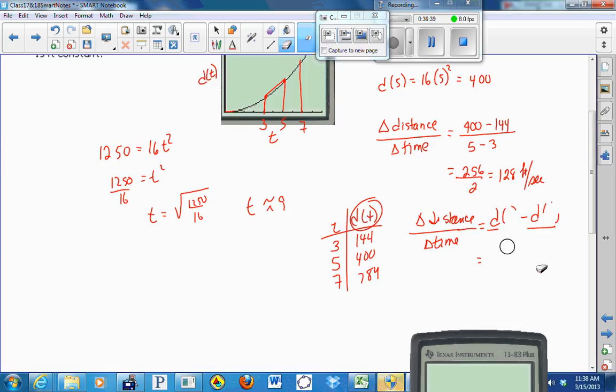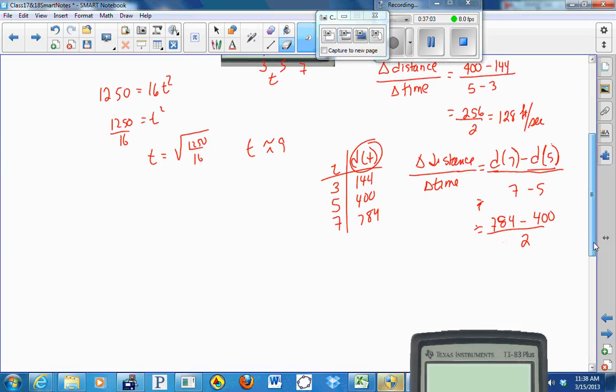Sorry. Okay. So we can say now d of 7 take away d of 5. That's no different than the change in my y values. It's just a different notation. And 7 take away 5. So let's see what I get. d of 7 is 784 minus d of 5 is 400 over 2. We're still looking at 2-second intervals. And 784 minus 400 is 384 over 2 is 192. Now over that particular interval, I'm traveling at 192 feet per second.